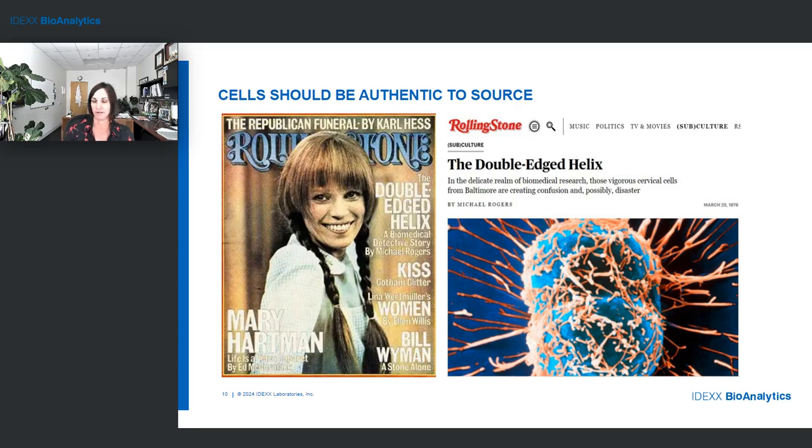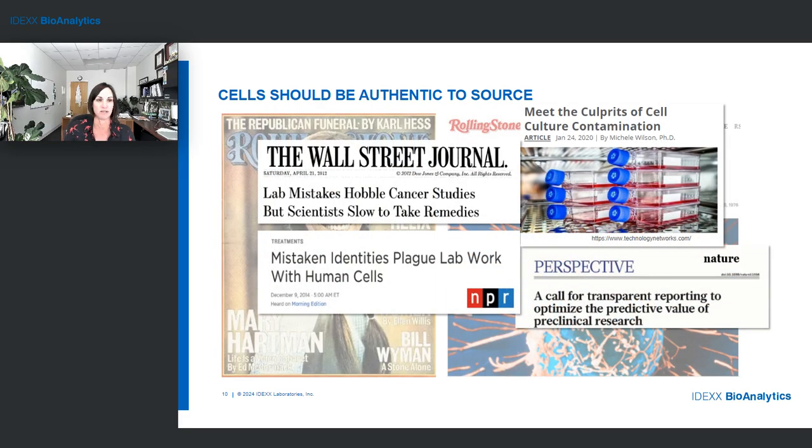This topic drew enough interest, actually, to result in a Rolling Stone news story, which I thought was quite interesting. It actually made it on the cover of Rolling Stone in 1976. But again, despite this, we're still seeing these issues today with problems of contamination and lack of cell line authentication.